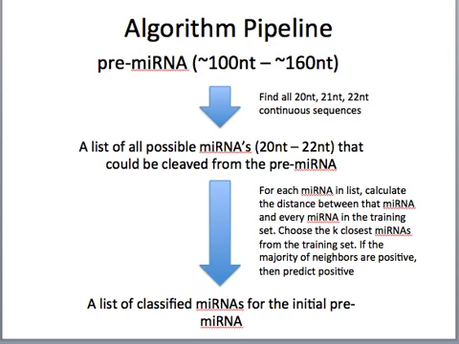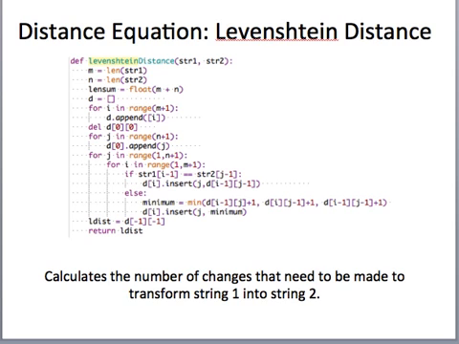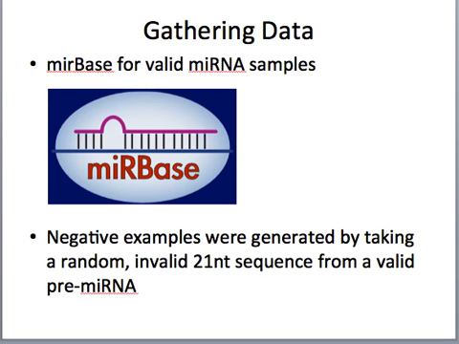And so at the end, we end up with a list of classified microRNAs for the initial pre-microRNA. The most important part is the distance equation. I chose to use Levenshtein distance. Essentially, Levenshtein distance just calculates the number of changes that need to be made to transform string 1 into string 2, in this case, sequence 1 into sequence 2. And that was used to calculate the distance between two sequences.